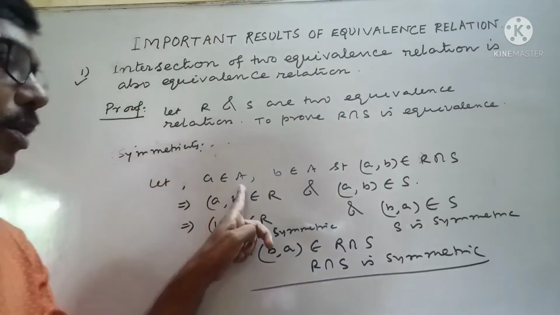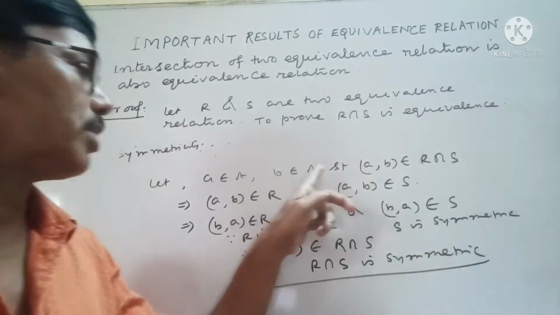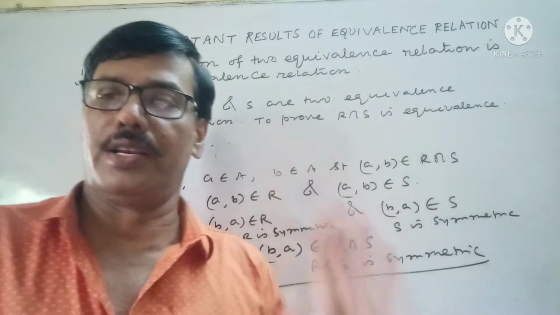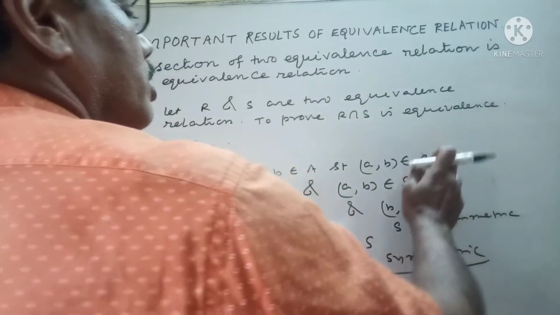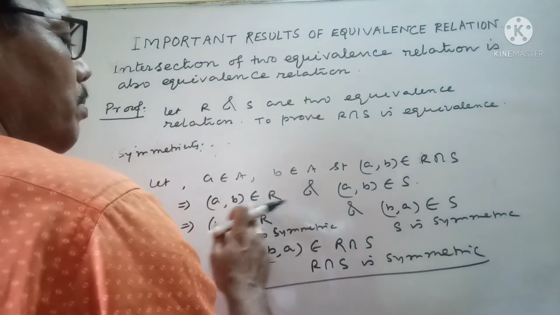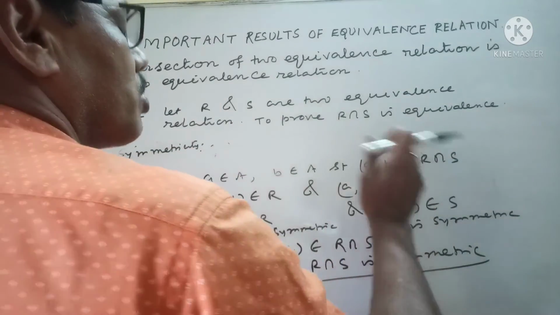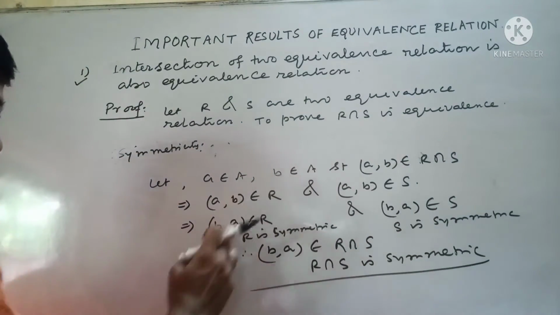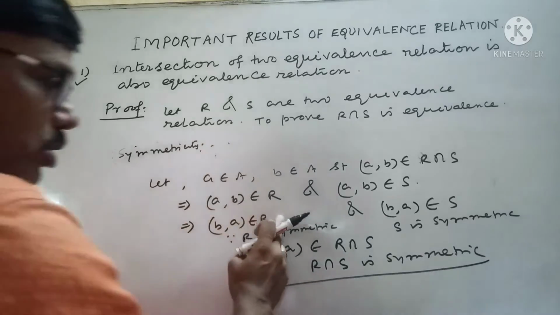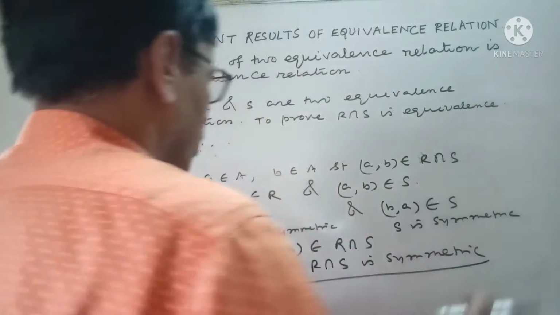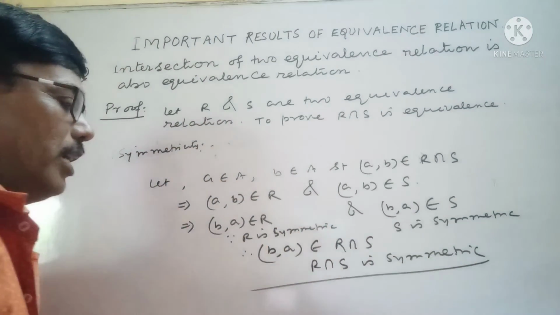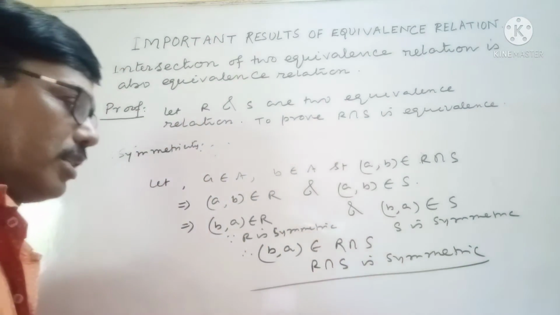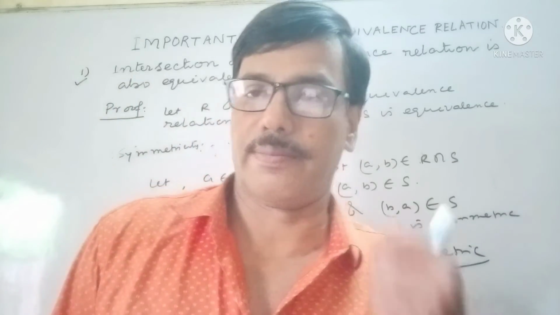Listen again. a belongs to A, b belongs to A, such that (a, b) belongs to R intersection S. So intersection stands for and. So (a, b) belongs to R and (a, b) belongs to S. Now from symmetricity we can say (b, a) belongs to R, (b, a) belongs to S. So (b, a) belongs to R intersection S. So R intersection S is symmetric.